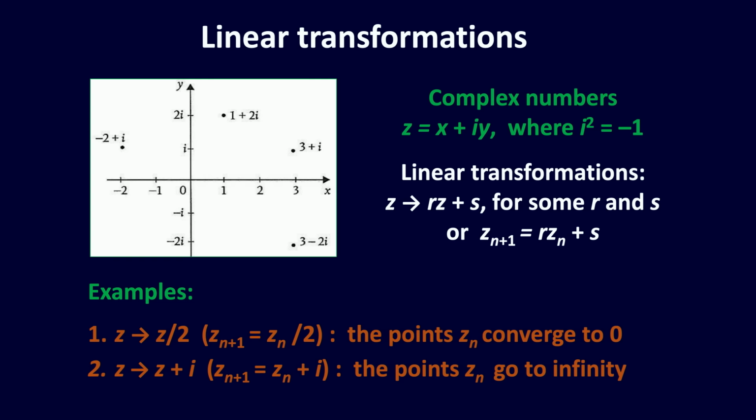So what happens when we apply such a transformation repeatedly? Starting with a given point z0 to its successive iterations z1, z2, and so on, do they ultimately converge to a finite point, or diverge to infinity, or neither? And in each case, an associated recurrence relation takes us from each point zn of this iteration to its successor zn plus 1.